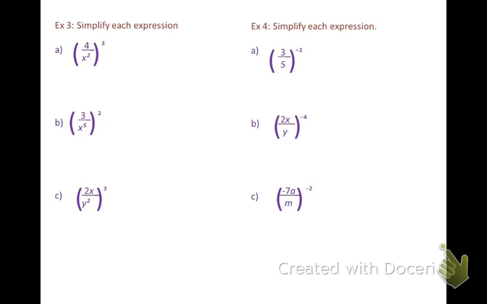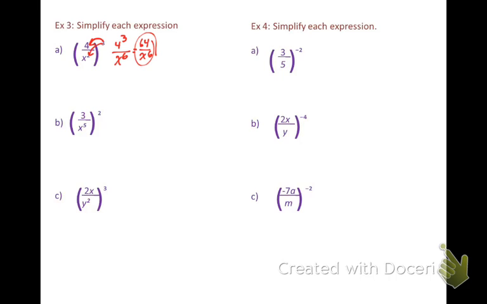So the top, you're going to distribute the cube to the 4, so it's going to be 4 cubed. And then you distribute it to the bottom, which would be x to the 6th. Remember, you're multiplying your exponents. And then 4 cubed is 64, x to the 6th. And there's your answer.